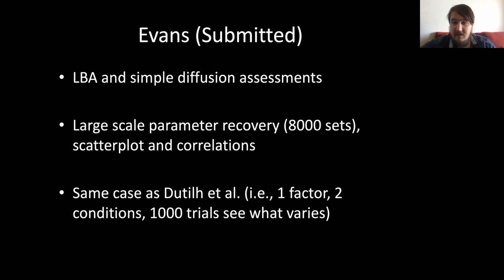So you've got the LBA and the simple diffusion model. Large scale parameter recovery: I used 8,000 parameter sets generated from a hypercube with scatterplot and correlation assessments. And it's the same design as Dutilh et al.: a single factor and two conditions, with 1,000 trials per condition, and you see what varies between conditions. Does drift rate vary? Does non-decision time vary? Does threshold vary? And the same, of course, with my previous SAT assessment.